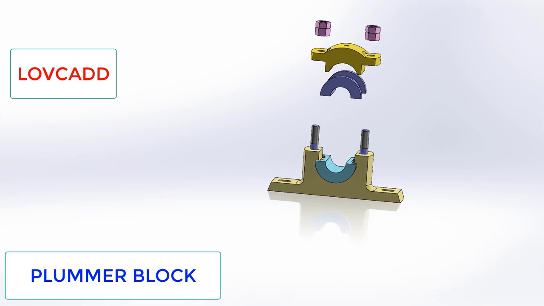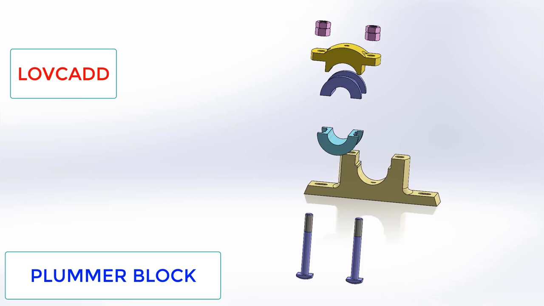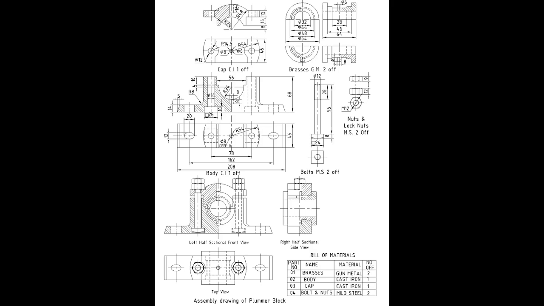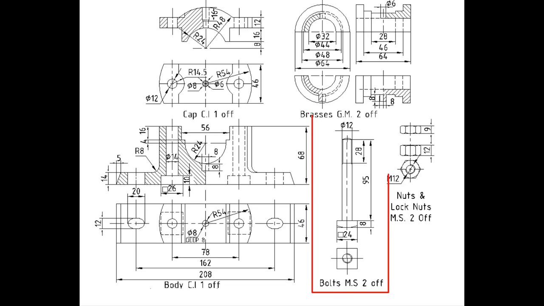Today in this video, we will create plumber block parts and then assemble them in the assembly section of SOLIDWORKS. So let's first see the drawings of the plumber block. Now first, let's start with the bolts.